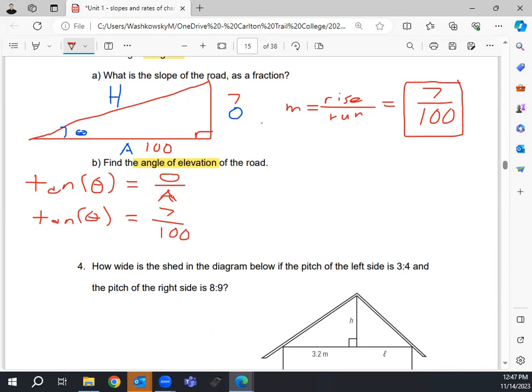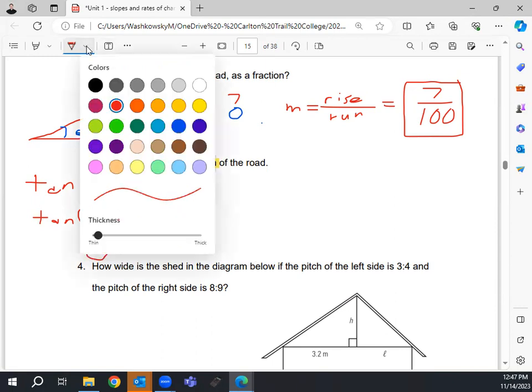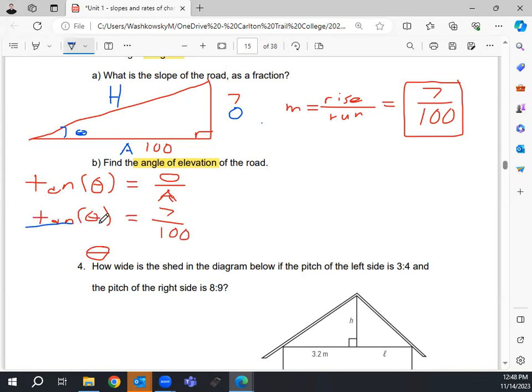Now remember, I don't want what the tangent of the angle is. I want to know what the angle is. Which means I need to get rid of this thing here. Which then, right now it's tangent times the angle. I need to do the opposite of dividing by tangent. We already know that this breaks your calculator.